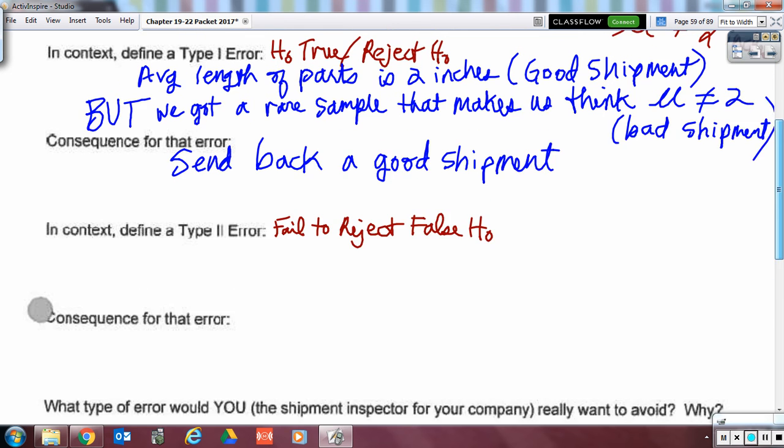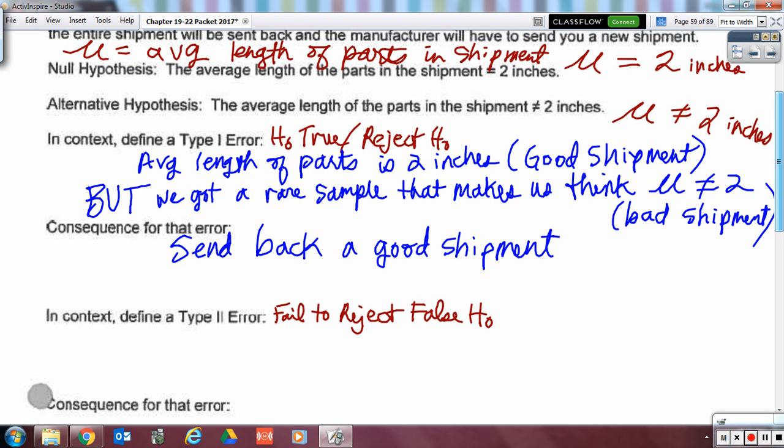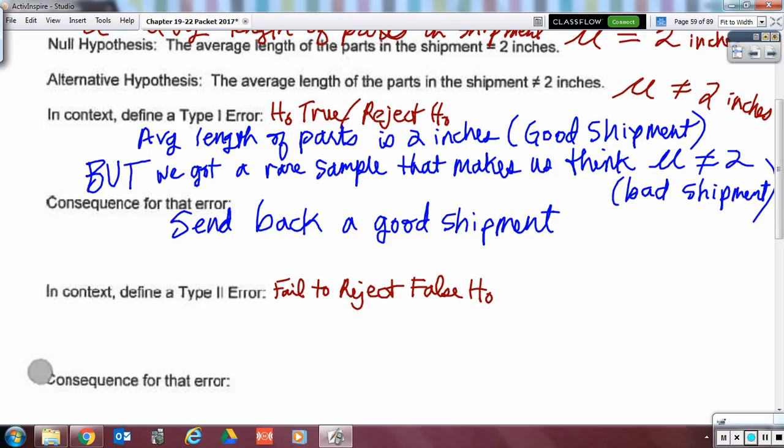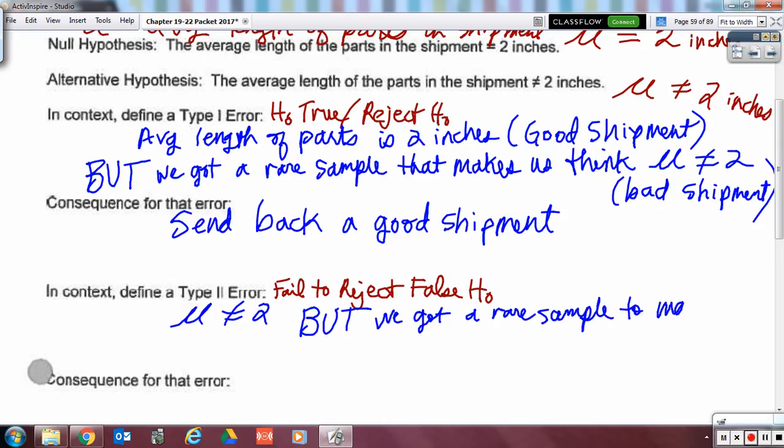So let's see here. So what's the truth? I mean, what's going on? Okay, good. I'm going to use just letters here. This average of the parts is not equal to 2 inches. And here comes the big but. We got a rare sample to make us think, what did that rare sample make us think? Yeah, that the average length is 2 inches.